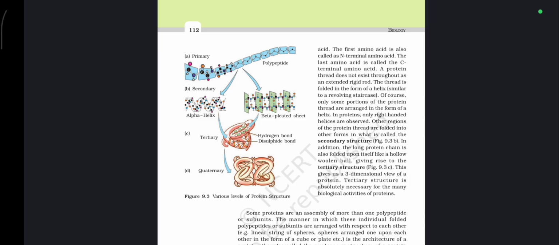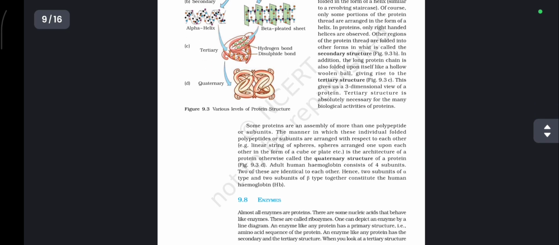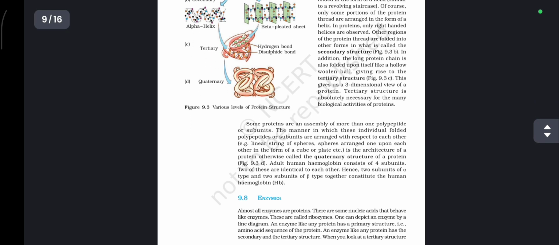Some proteins are an assembly of more than one polypeptide or subunit. The manner in which these individual folded polypeptides or subunits are arranged with respect to each other, for example, a linear string of spheres arranged one upon each other in the form of a cube or plate, etc., is the architecture of a protein, otherwise called the quaternary structure of a protein.